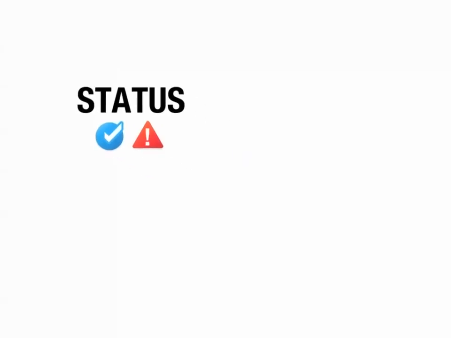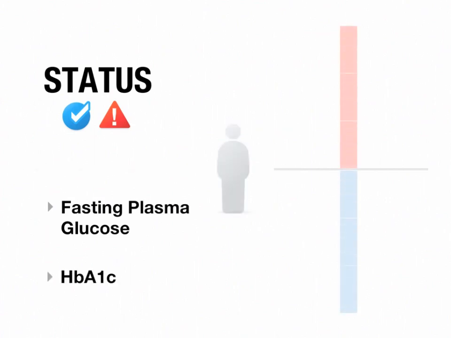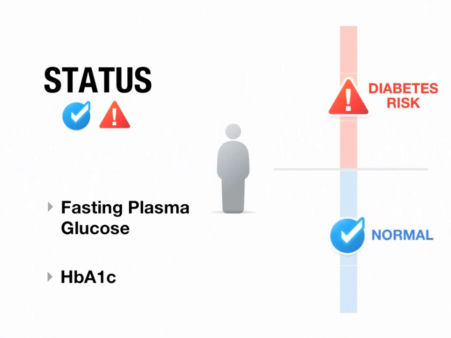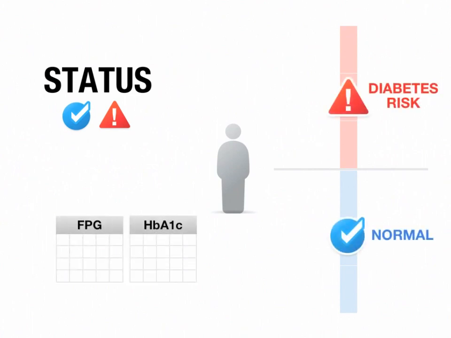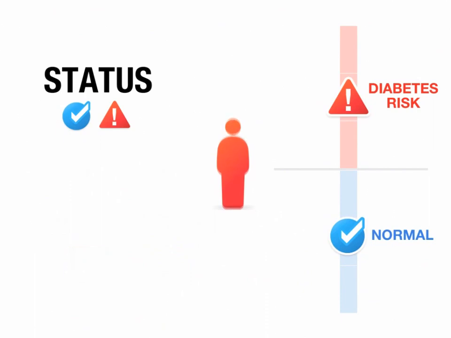We already measure status quite well in the clinic. We have fasting plasma glucose, and we have HbA1c. These are the markers that really tell us someone's status relative to an existing diabetes scale. But a fasting plasma glucose or an HbA1c number is just a status check. It tells us where a patient is relative to a normal result in the diagnostic cutoff for diabetes.